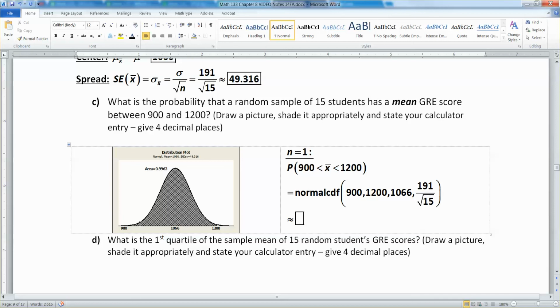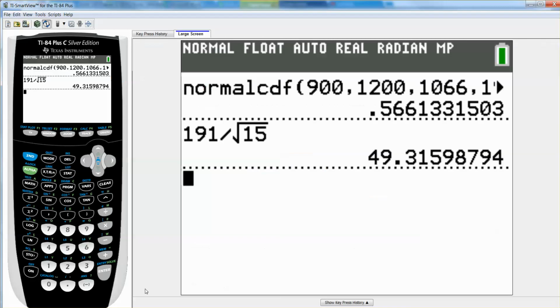All right, there we have it. Now you can see I have so much of this curve shaded. So the computer thinks that the area is 0.9963. It thinks so much is in there, and that's because it is, but I'll show you that in a second. That means that I want normal CDF, but I'm talking about X bar this time. So I want 900 to 1200, 1066, but then 191 over the square root of 15. So let me find that.